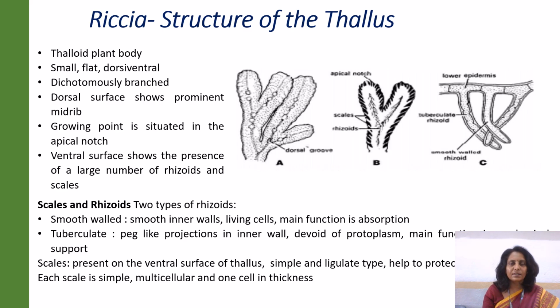rhizoids and scales. The rhizoids are of two types, namely smooth as well as tuberculate. The smooth rhizoids are meant for absorption, while the tuberculate or pegged rhizoids are meant for support. Along with the rhizoids are also seen the scales, which are simple, ligulate, and are meant for protection. They are multicellular in nature and about one cell in thickness.